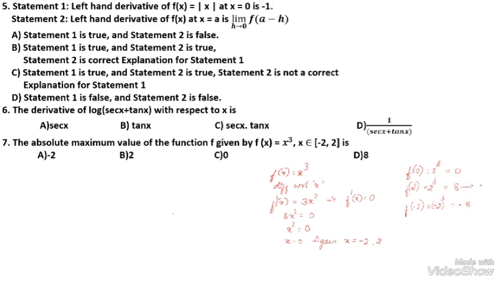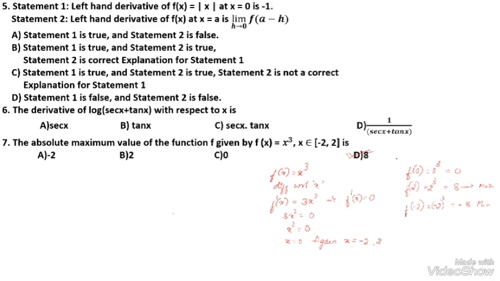This is the maximum value and this is the minimum. So the absolute maximum value of the given function is 8. That is option number 4.